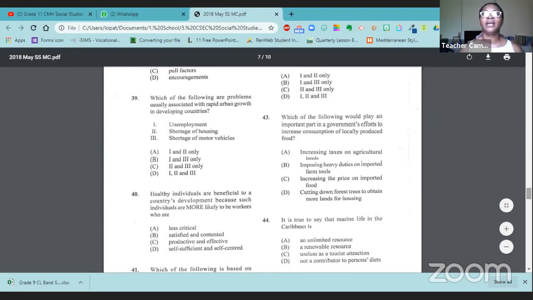So if you increase the price on the foods coming in, then persons will be forced somewhat to buy local goods, because people want cheaper goods, they want more value for their money.